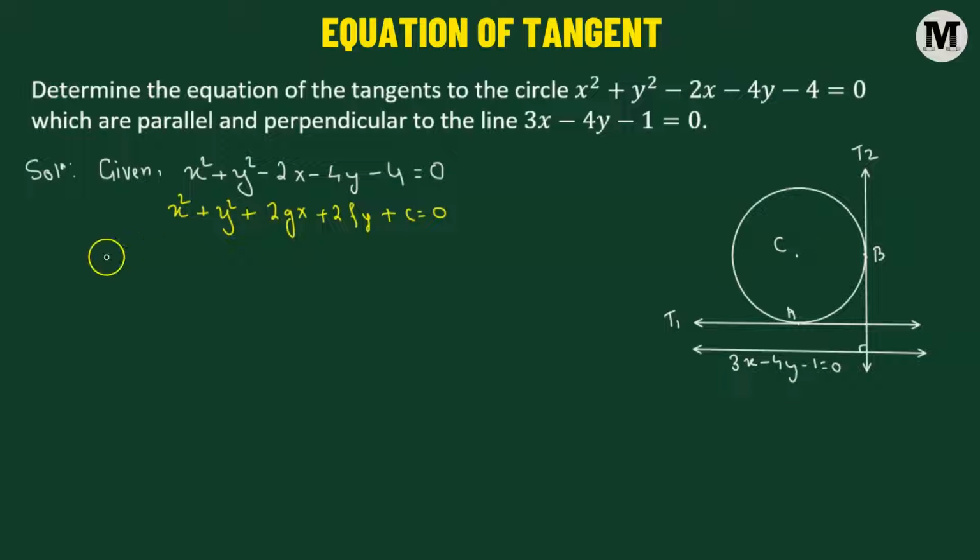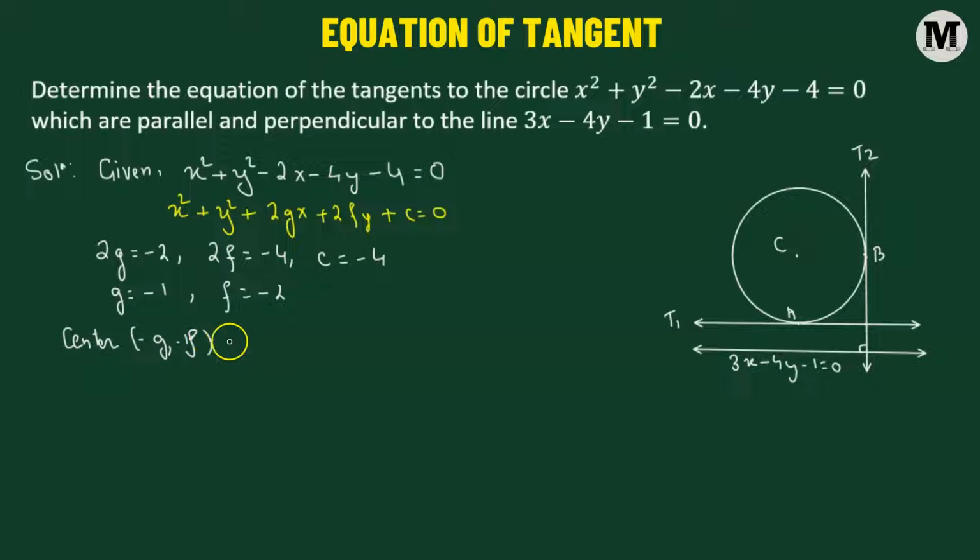Now immediately it follows that the value of 2g will be equal to negative 2. 2f is going to be equal to negative 4, and the c value is going to be negative 4 as well. So g comes out to be negative 1, f comes out to be negative 2, and c is negative 4. Now the coordinates of the center of the circle is given by negative g comma negative f, which means that our center of the circle is going to be 1 comma 2.